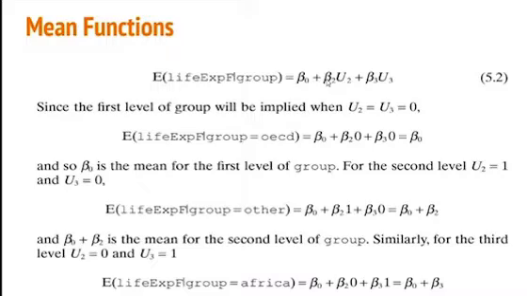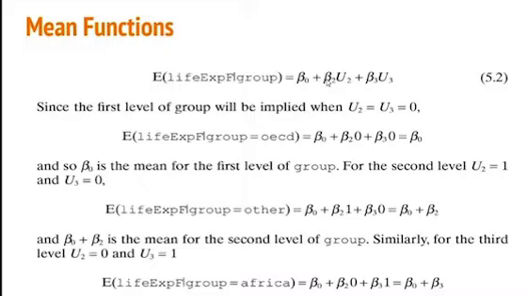Which means the first level of the group is being referenced, and in the first level of the group, we assume that U2 and U3 equal 0. U2 is the second level of the group, and U3 is the third level of the group. When I'm focusing on the first level of the group, which is not appearing because it's being referenced, it means the other levels of the group equal 0 at that particular point.